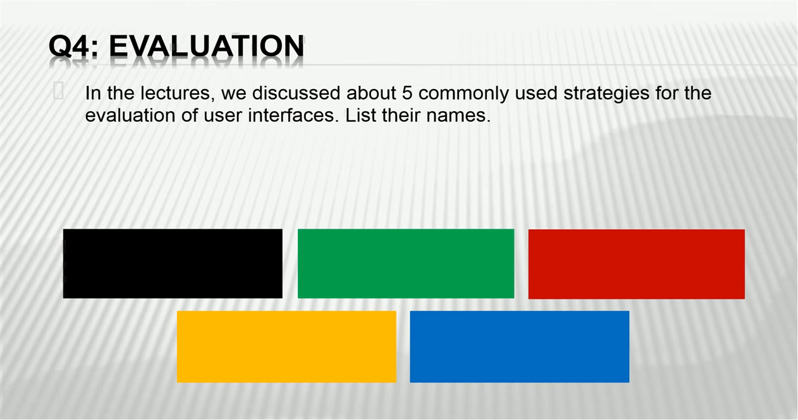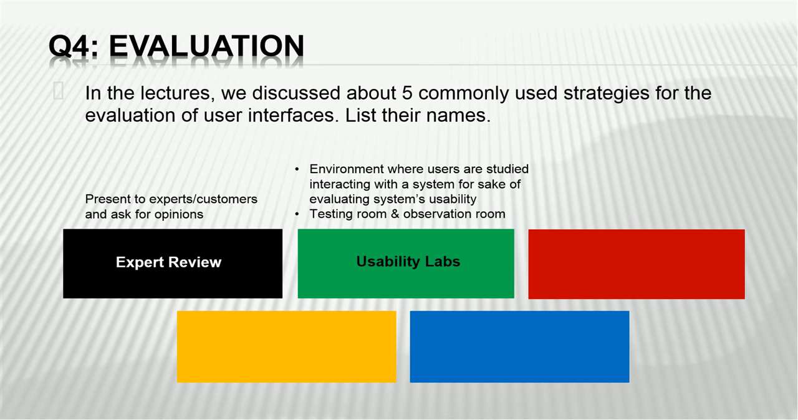We have now come to the last question of today's tutorial, which is also related to evaluation. In the lectures, we discussed about 5 commonly used strategies for the evaluation of user interfaces. Can you list them? The first of these strategy is expert review, which is presented to experts or customers to seek opinions. The second strategy is usability labs. These labs provide an environment where users are studied interacting with a system for the sake of evaluating the system's usability. Such labs typically have a testing room and an observation room.